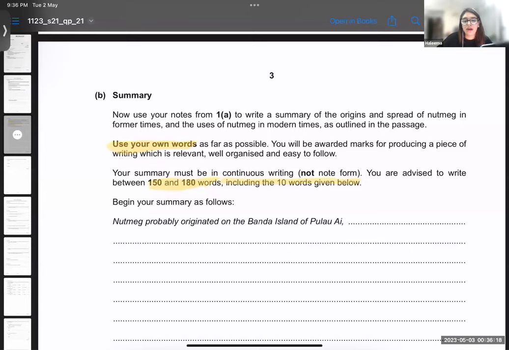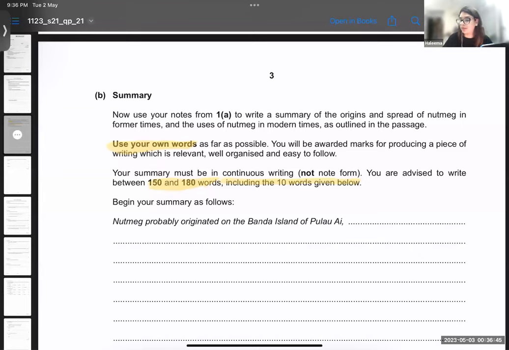And the second thing you need to keep in mind is your use of vocabulary. Number 3, keep in mind the word limit. So do not exceed the word limit. 180 means 180. And last but not the least, very important, use of transition words. Words like moreover, such as, meanwhile, furthermore. These are words that you can use in order to transition between ideas.